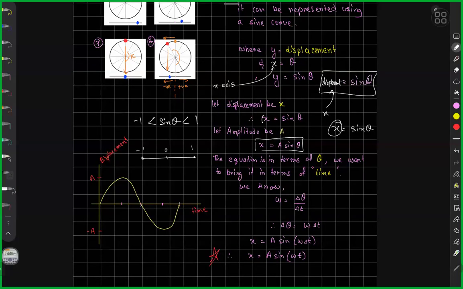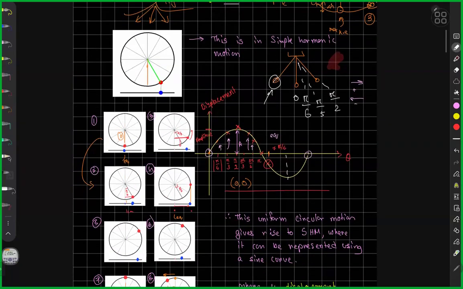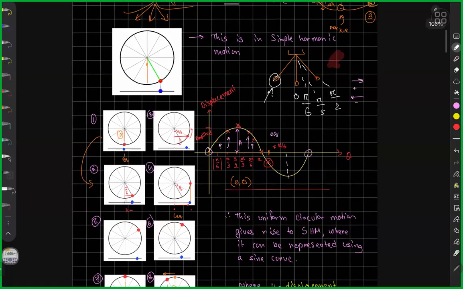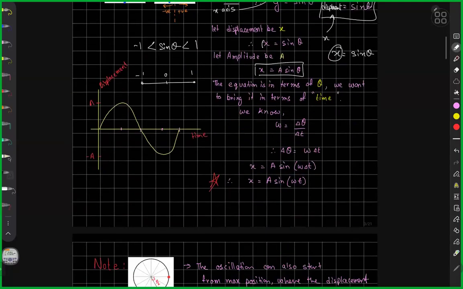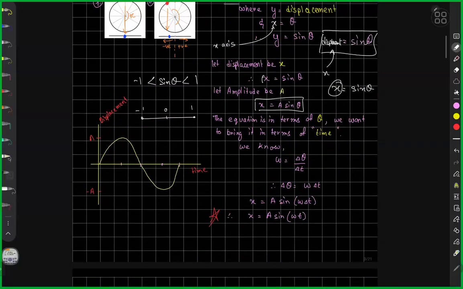If your displacement is expressed as a function of sine theta, your maximum is always at pi by 2 and minus 3 pi by 2, right? Maximum on the positive end, maximum on the negative end. Got it? Is that fair? Yes, sir. Perfect. So now we get how the radians or the theta relates to the displacement. That much we understand. Now look at this.